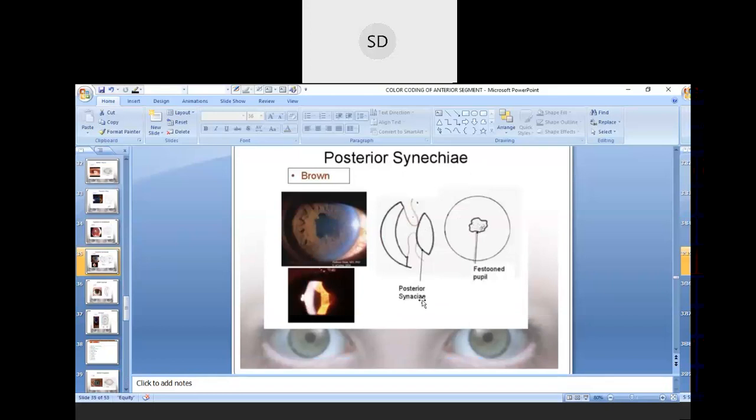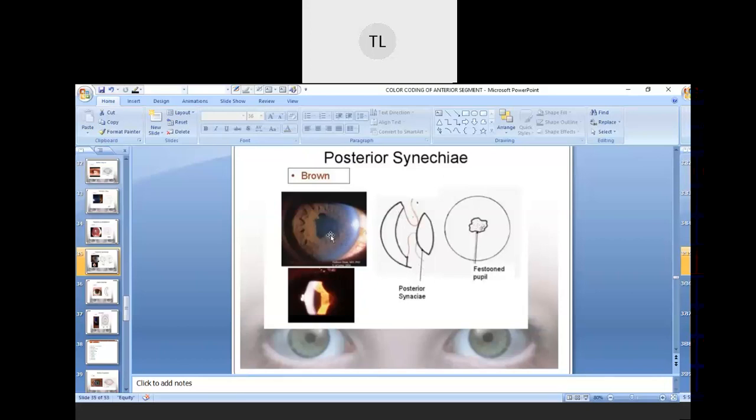Okay, very good. So basically, when we talk about synechia, it's the adhesion between your iris and another area, depending upon whether it is anterior or posterior. Anterior synechia means the adhesion between the iris and the posterior surface of the cornea. And posterior synechia is the adhesion between your iris and the lens. In this area, in the central part, you can see the iris going inside. So this is your posterior synechia.